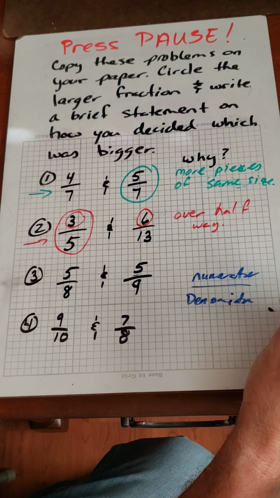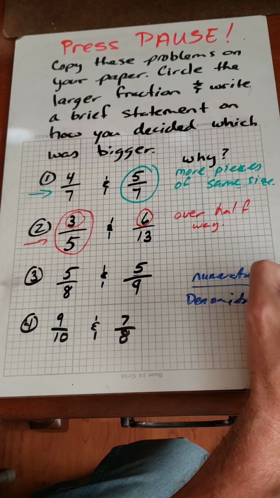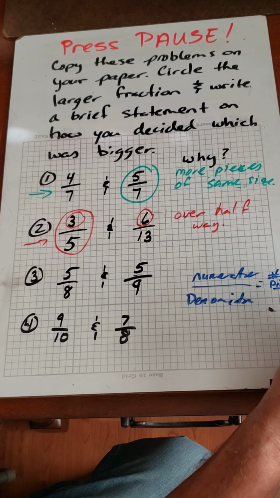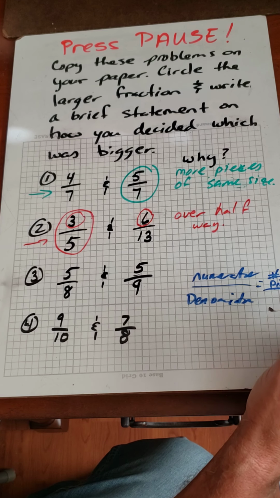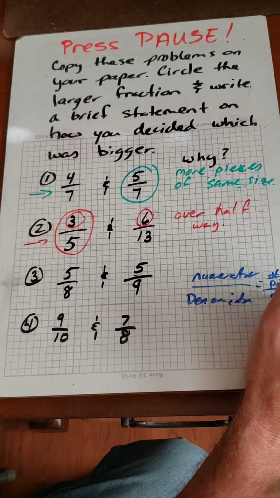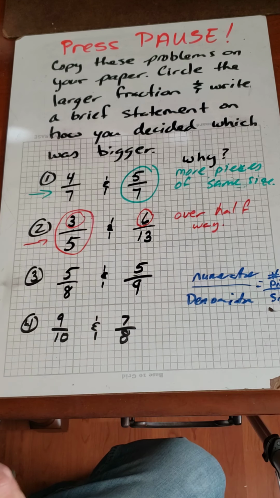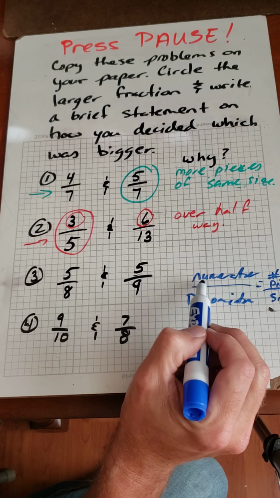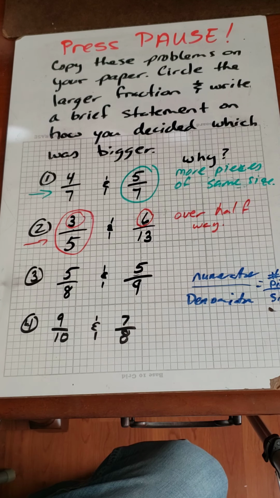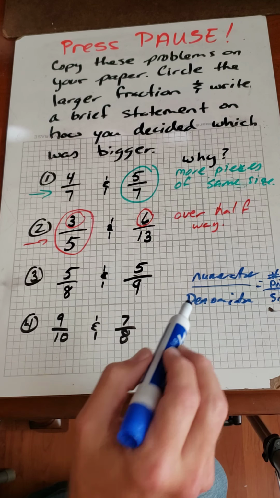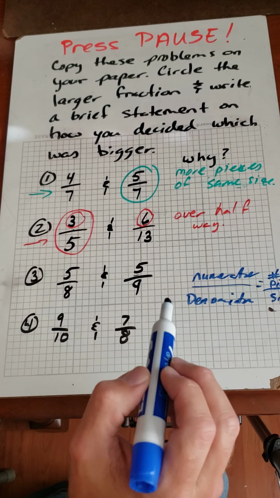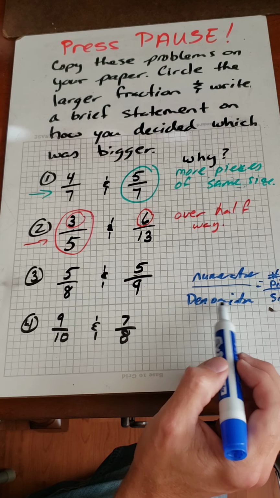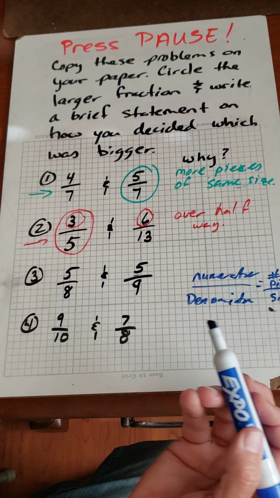The numerator is the number of pieces that we have, okay, number of pieces. And the denominator is the size of those pieces. So the denominator tells me how big a piece I'm talking about, and the numerator tells me how many of those pieces I have. Now, what makes fractions tricky for students is that the denominator is inversely related to size.